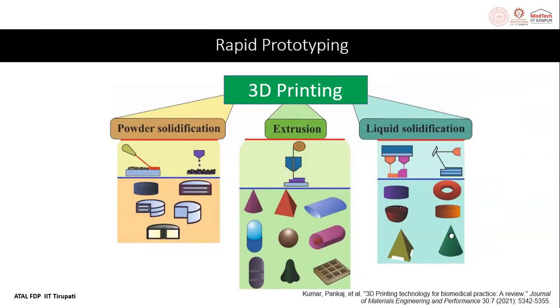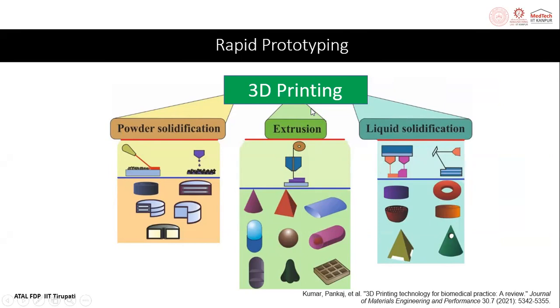When we go to liquid, it is predominantly photopolymer-based liquids, wherein the liquid gets solidified by the activation of a blue laser. So it is very clearly seen from these three types that the best resolution can be obtained from liquid solidification, where the starting material is liquid. Then comes extrusion, and then comes powder solidification.